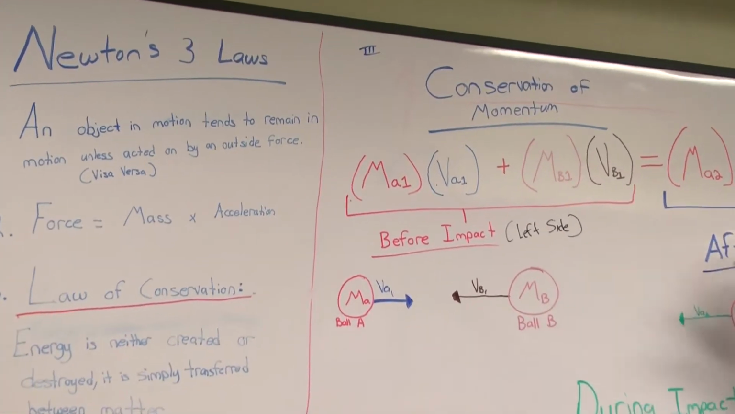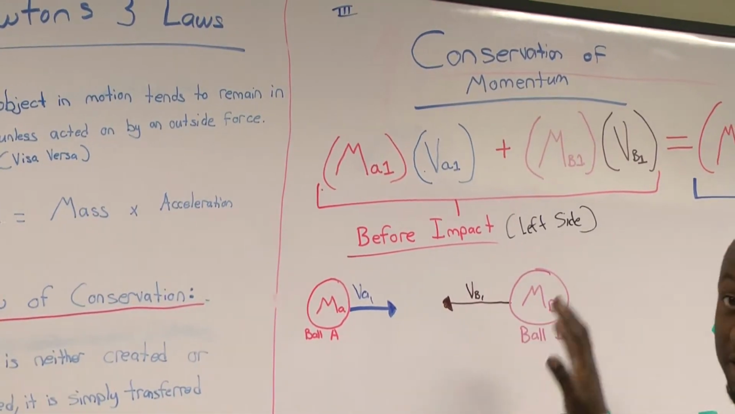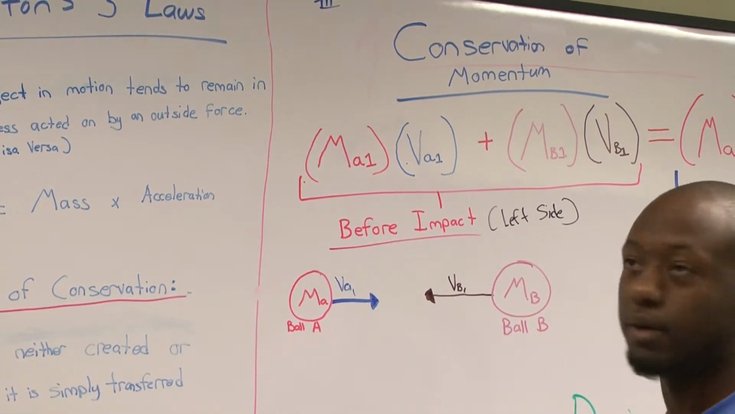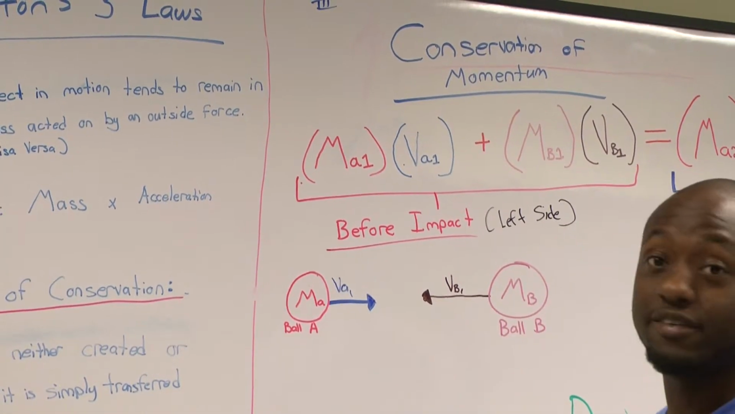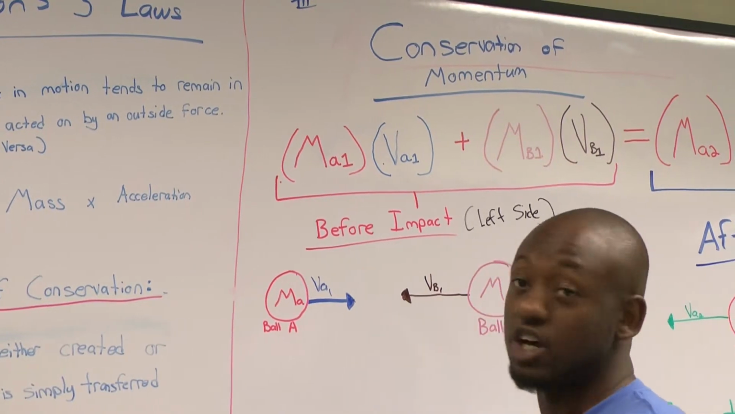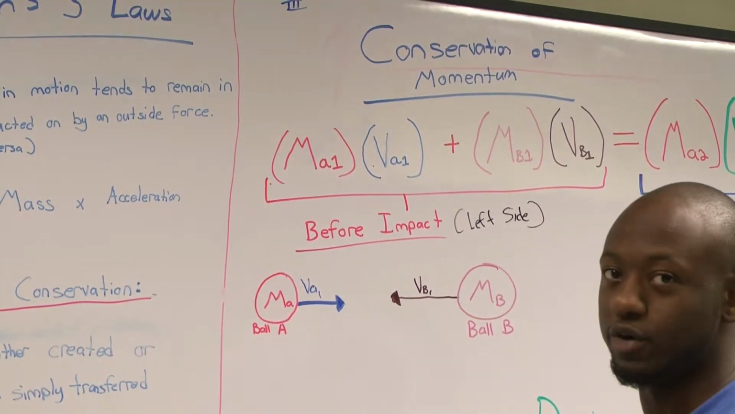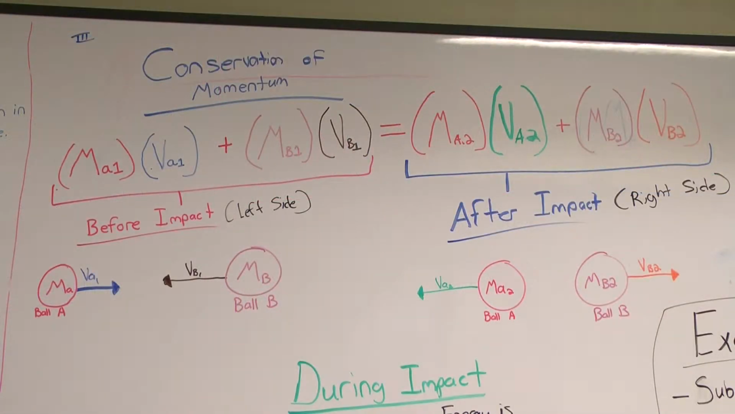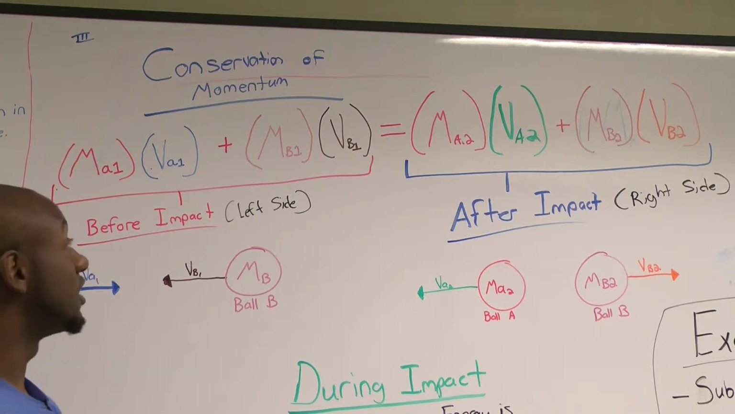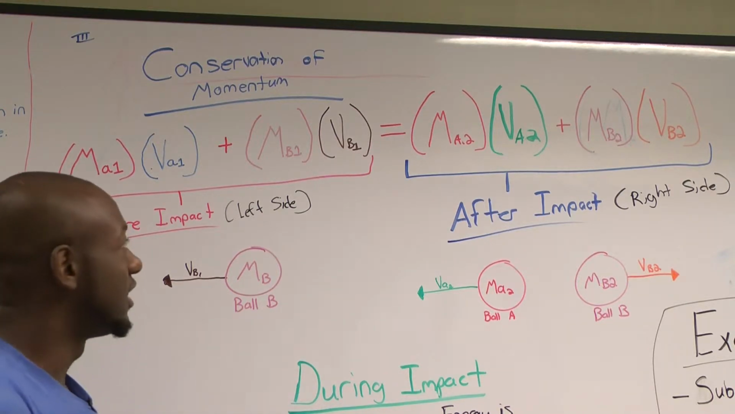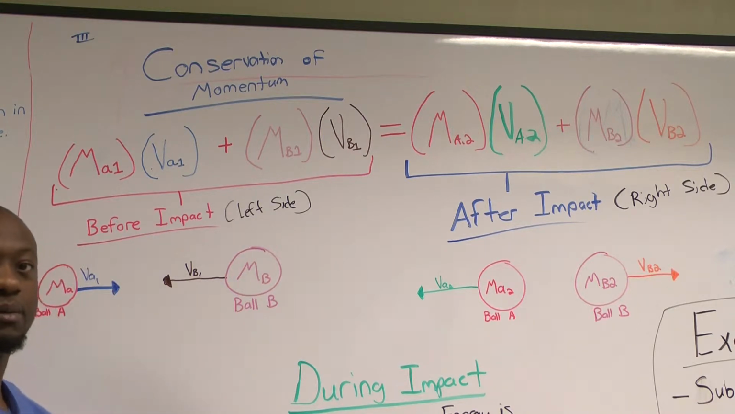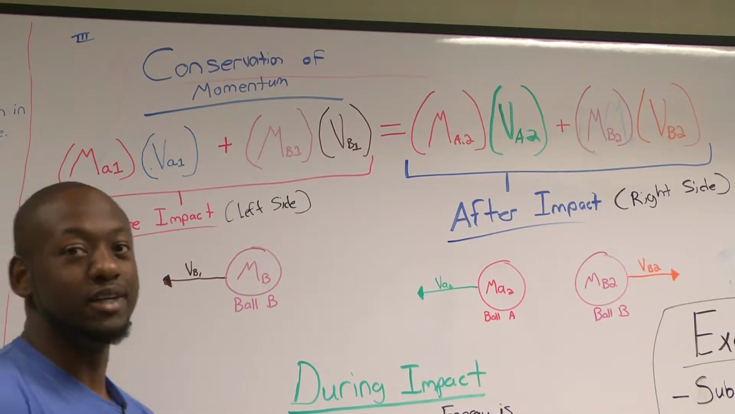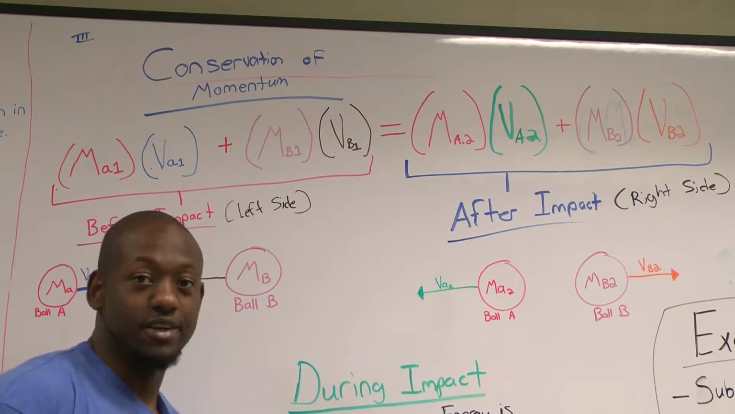Now this equation may look difficult. There's a lot of numbers and letters, subscripts, but I'm going to break it down for you. It's going to be pretty simple. And it's all color coordinated so that you will be able to go back and look at it. So now we're going to talk about the conservation of momentum, which is stated in this equation: Ma1 times Va1 plus Mb1 times Vb1 is equal to Ma2 times Va2 plus Mb2 times Vb2.